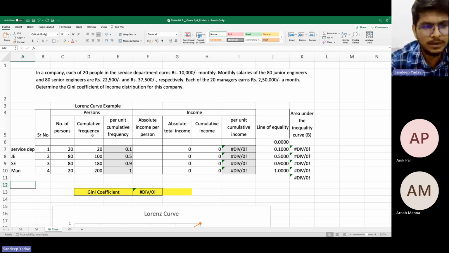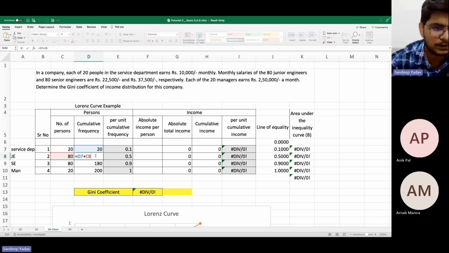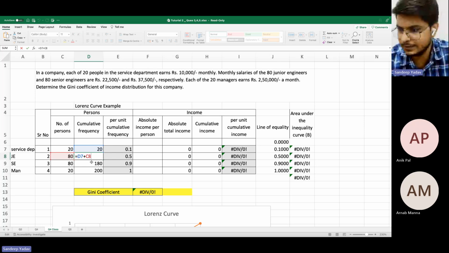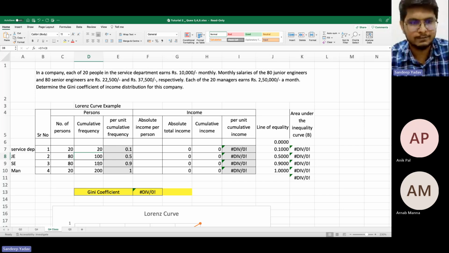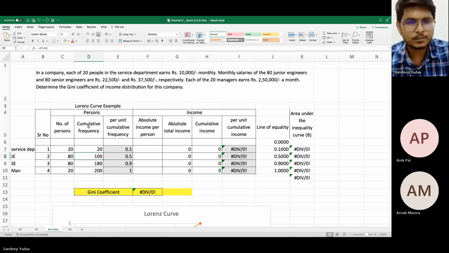So now we will see the cumulative frequency. Cumulative will initially be 20 only. Now if you add 20 plus 80, it will be 100. Similarly, if you add 80 more, it will be 180, and the final cumulative will be 200. If you are having any problem, I can solve it. I'm solving it in the Excel sheet because you can solve larger problems this way. This is how the Gini coefficient is actually calculated.